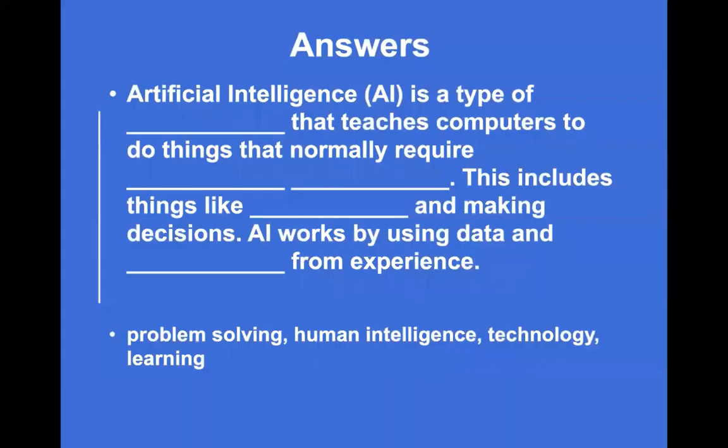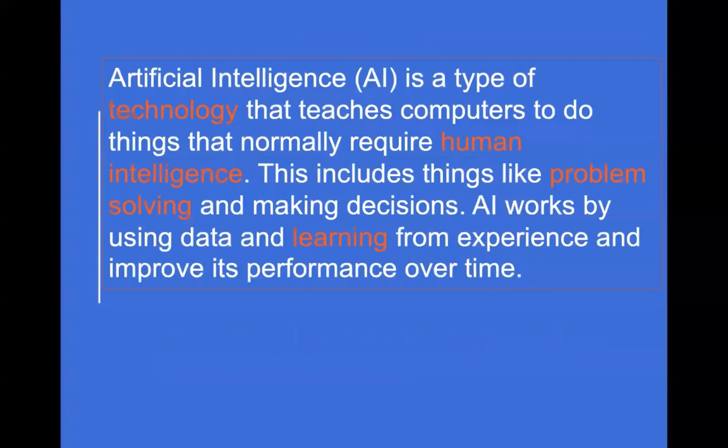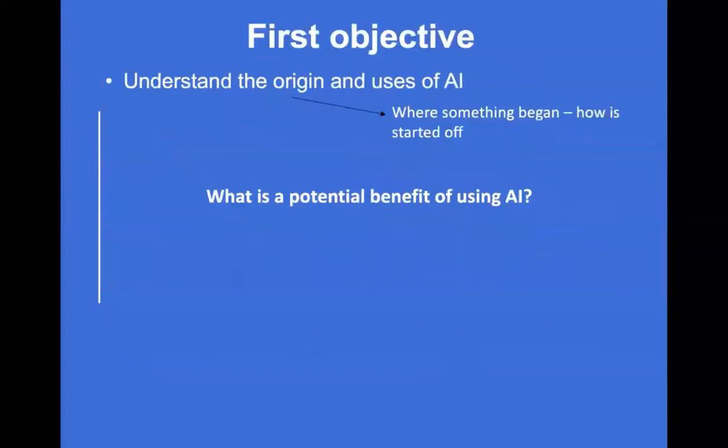Okay, I'm gonna give you a minute and then we'll go through the answers. Just think about this and fill in the blanks. Okay, so the answers are artificial intelligence is a type of technology that teaches computers to do things that normally require human intelligence. So we keep on going back to it. Human intelligence is the key word here. This includes things like problem solving and making decisions. AI works by using data and learning from experience and improves its performance over time.